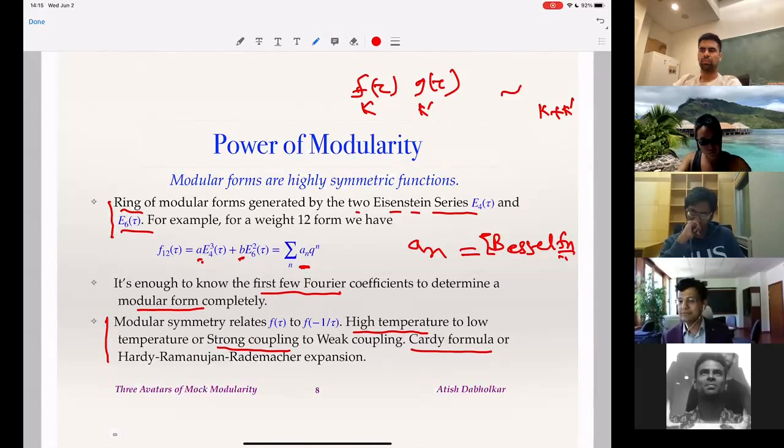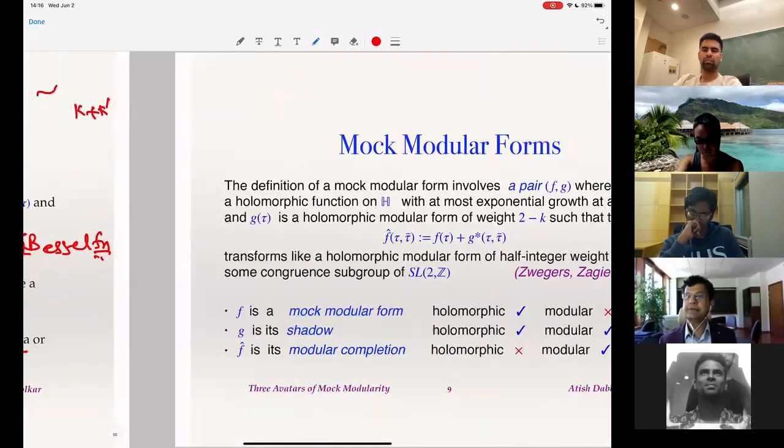And in some simple cases, you can actually reproduce this entire Hardy-Ramanujan expansion from doing a path integral. So it's a very beautiful connection between something that is purely complex analytic, like a path integral, which gives rise to something which is purely number theoretic, which is the Fourier coefficient of some modular form. So therefore, modularity has been very powerful.